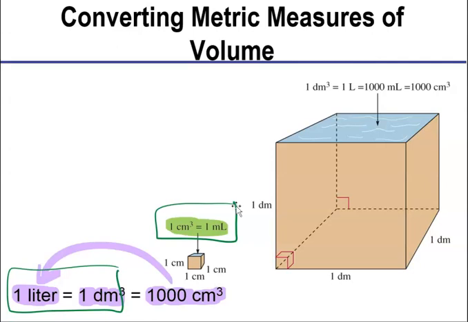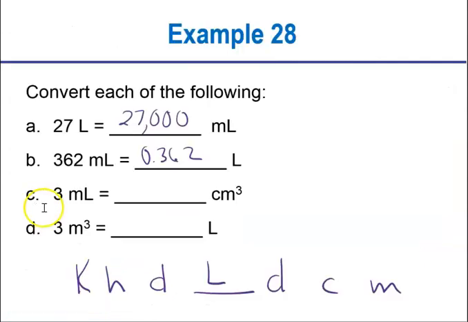So if we go back to our problem, we have 3 milliliters. You know what that is? That's the same as 3 centimeters cubed. Okay, so again, 1 milliliter is equivalent to 1 centimeter cubed.